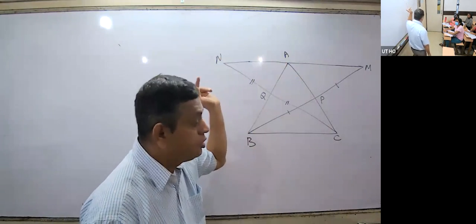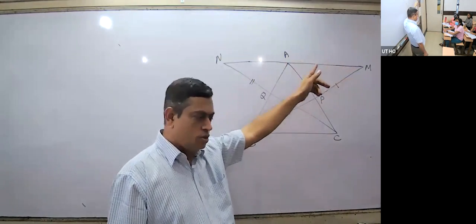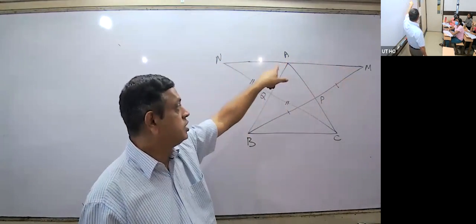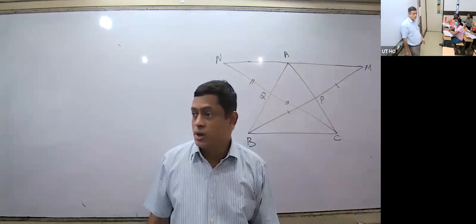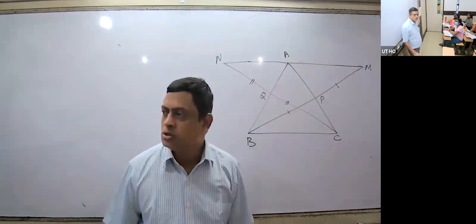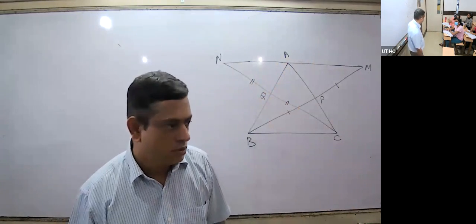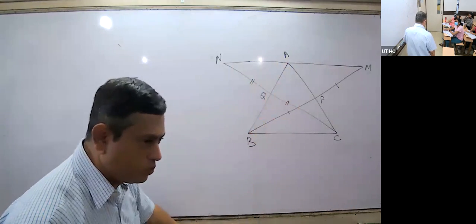So we have to put M, A, N in a line. Any idea? Collinear means they are all on the same line. If this is a straight line, you have to prove it. If you can prove the sum of these three angles is equal to 180 degrees, that's enough. How do you know it's a line? Can you prove it?